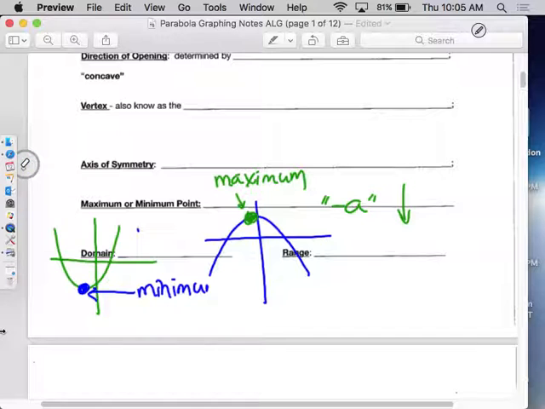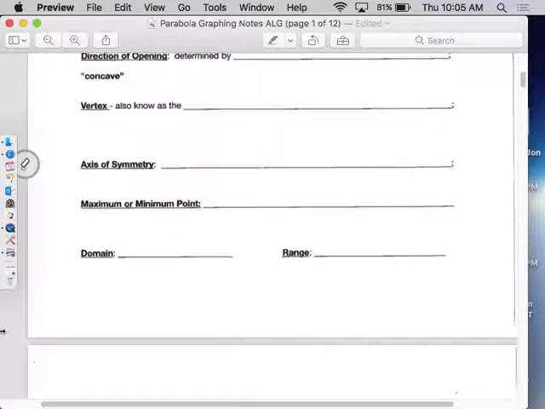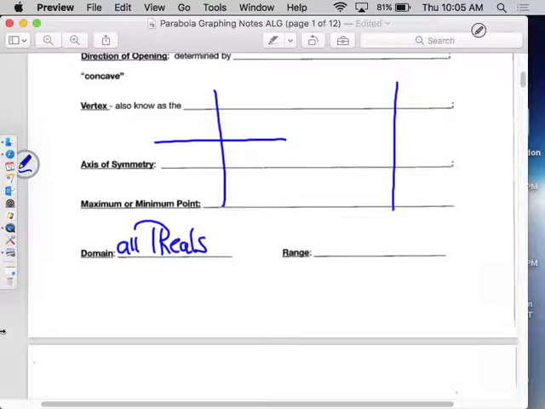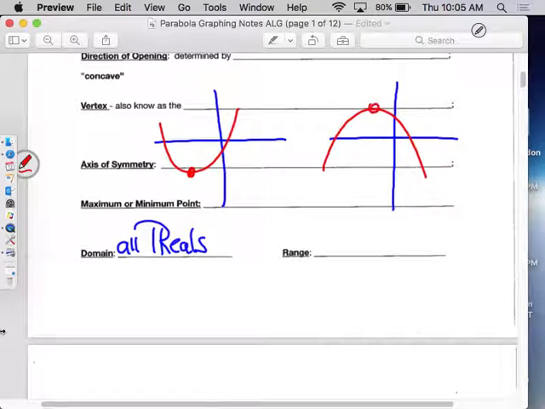And then finally, let's talk about domain and range. The domain for all of the parabolas that we will analyze in Algebra 1 would be all real numbers, all reals. And then let's do a little example for the range. So I'm going to draw two grids, and I'll do one curve up, and then one curve down here. And I'm just going to make up pretend points. So I'm going to pretend here that my vertex is the point -3, -6. And then for this graph, I'll pretend that my vertex is -3, +8, just for pretend's sake.